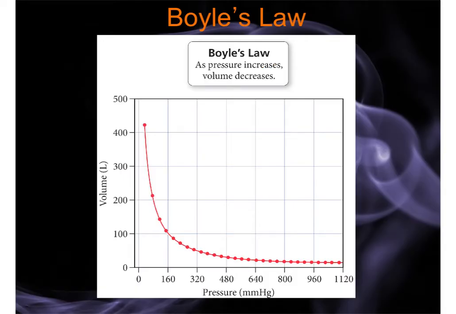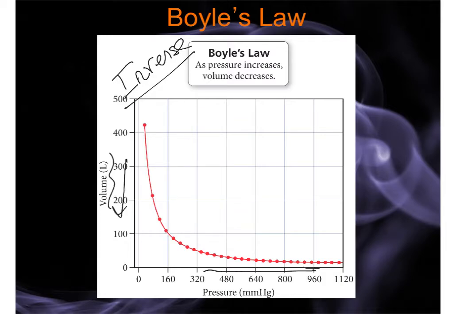Any inverse relationship, if you graph it, is going to look like this: a downward curving slope. So here's a typical graph of a Boyle's Law relationship showing that as volume decreases, pressure increases, or vice versa.